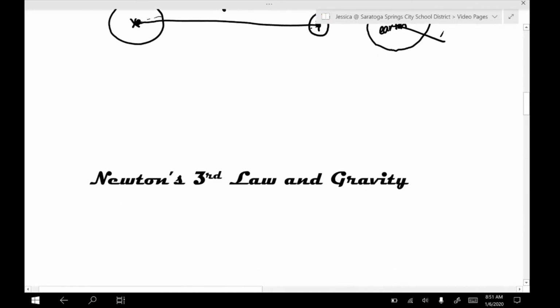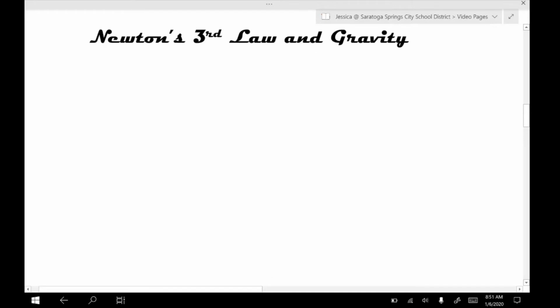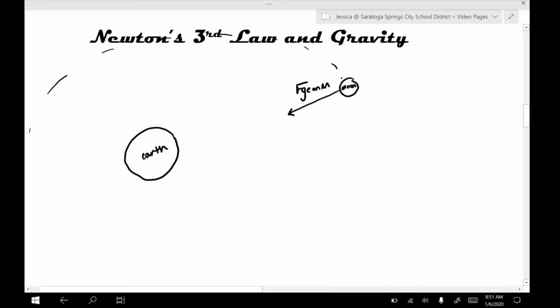Now let's talk about Newton's third law and this idea of gravity. So here is our planet Earth, and let's say here is the moon. We all agree that the moon has a force of gravity from the Earth. So I'm writing that as Fg on m. The Earth pulls on the moon, causing it to spin in a circular orbit. What we often forget, though, is that the moon also pulls on the Earth.